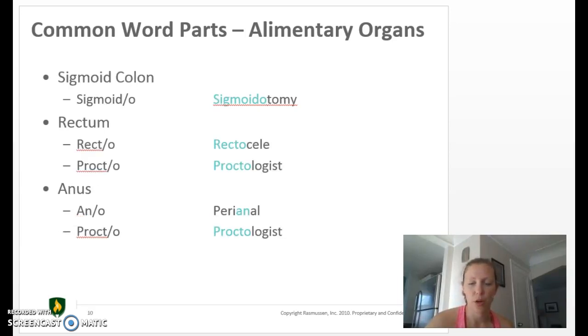Sigmoid colon, we have sigmoido, so sigmoidotomy. Rectum could be recto or procto. Our example words are rectocele and proctologist. Ano and procto could also mean anus. So keep in mind, if you're using procto, that could refer to both of these different organs. But they're very close together. So a lot of times, if you're doing a procedure or you're talking about a disease or some kind of injury, it does affect both the rectum and anus. So perianal and proctologist are example words.